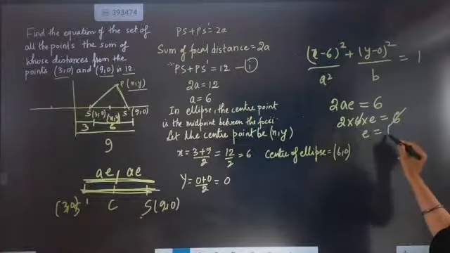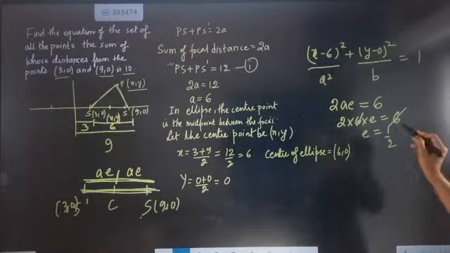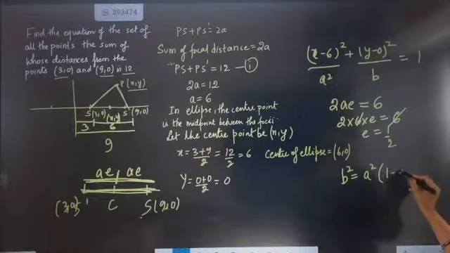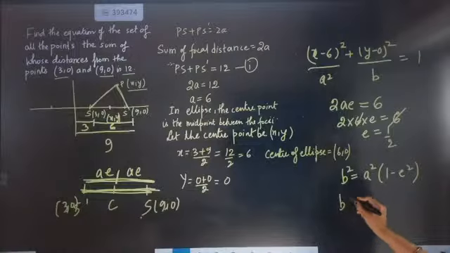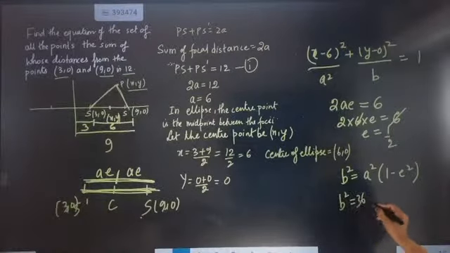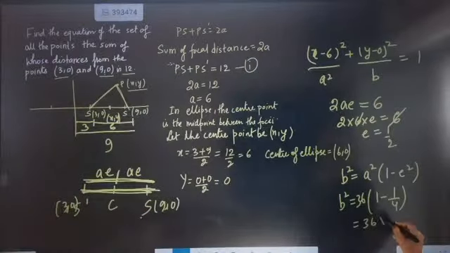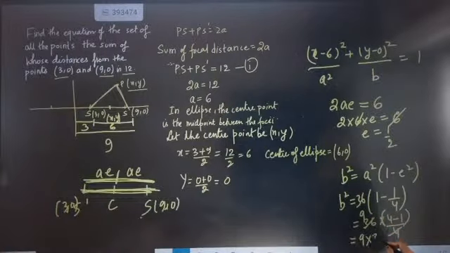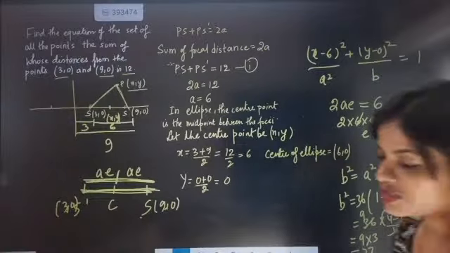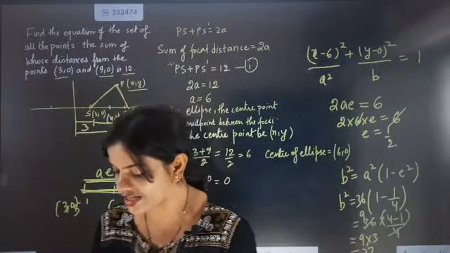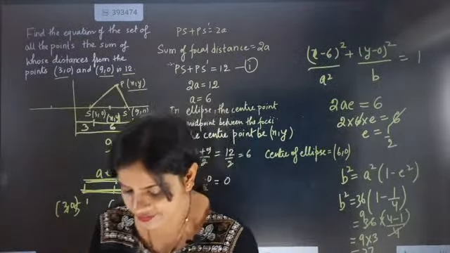6 cancel. Eccentricity is coming as half. Once you got eccentricity half, now using the equation b square equals a square into 1 minus e square, b square will be equal to a square, which is 36, into 1 minus 1 by 4. So 36 into 3 by 4, 9 into 3, 27. So it is exactly coming as 27. I hope till here everybody might have understood.